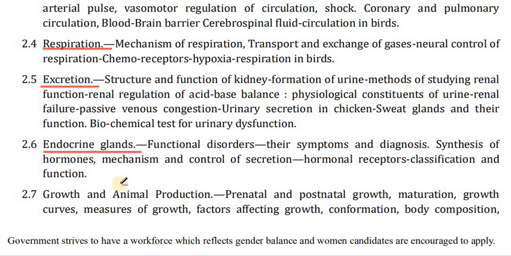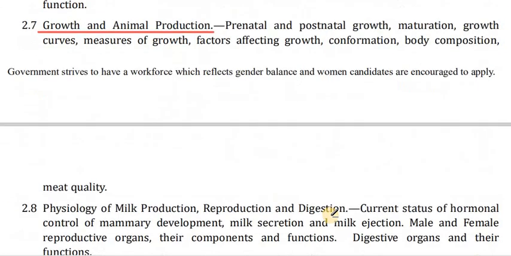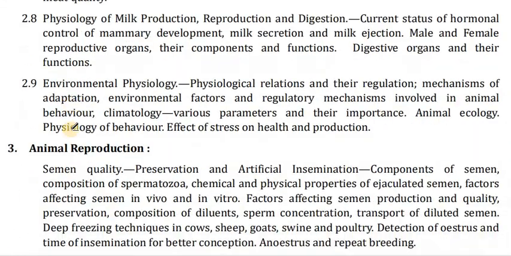endocrine glands, functional disorder, their symptoms and diagnosis, synthesis of hormones, mechanisms and control of secretions, hormonal receptors, classification and functions, growth and animal production, prenatal and postnatal growth, maturation, growth curves, measures of growth, factors affecting growth, conformation, body composition and meat quality.